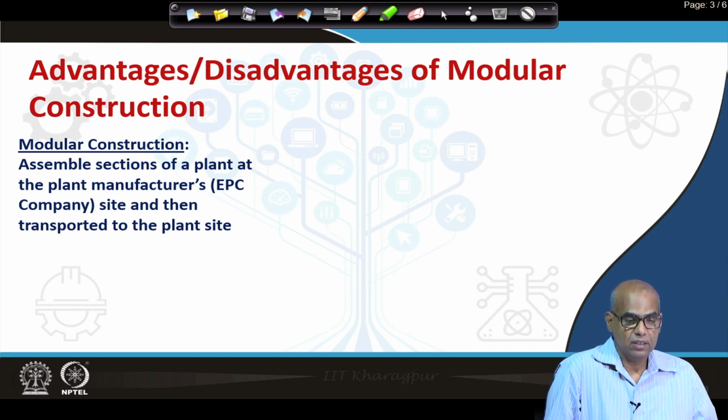Now, modular construction means that some part or some sections of the plant are assembled at the site of the EPC company and then transported to the plant site. So, instead of building everything on site, the EPC company or the plant manufacturer will assemble sections of a plant on their site and then it will be transported to the plant site.